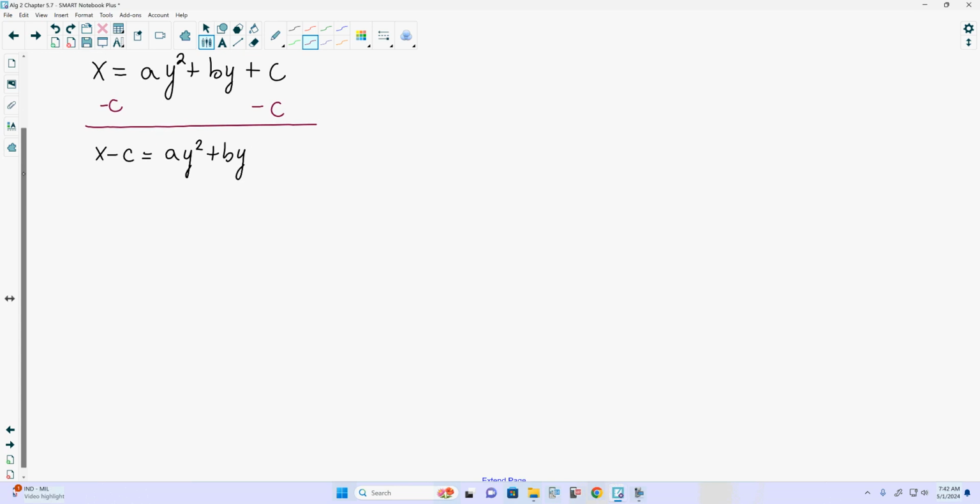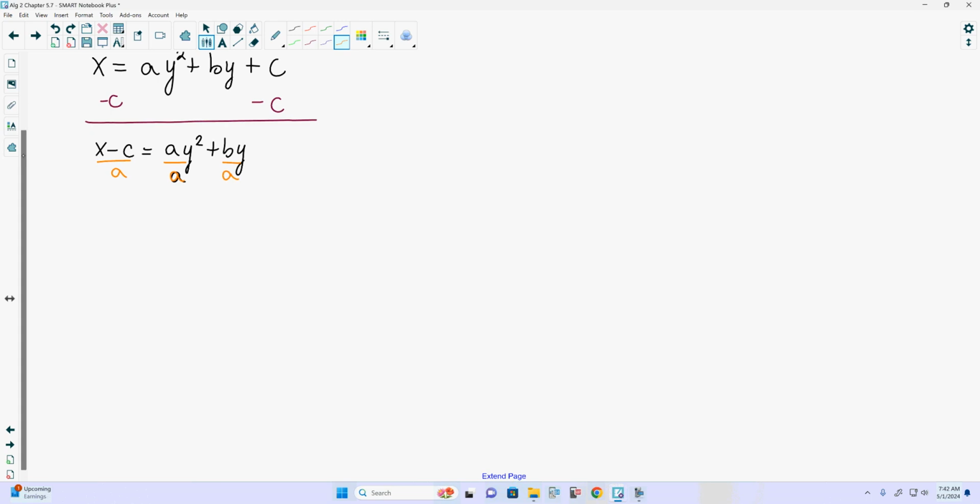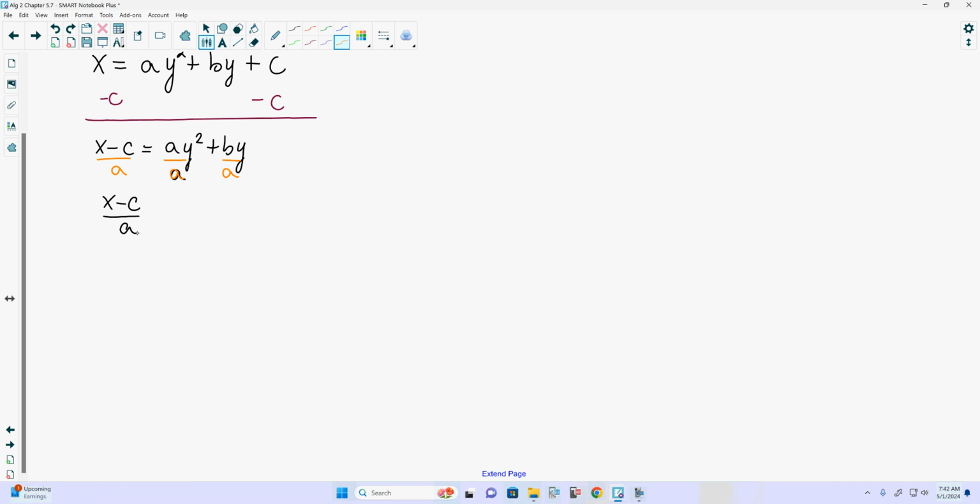And again, there are many different versions of this that do the same thing, and ways that we can do this here, but I want to find the general form. So on the left hand side we have x minus c over a is equal to y squared plus b over a y. And the reason we're doing this here and dividing by a is again to complete the square, because we want to be able to rewrite this as a set of parentheses squared.